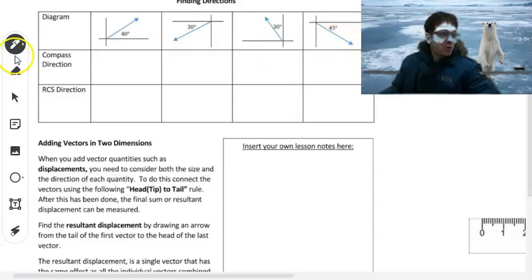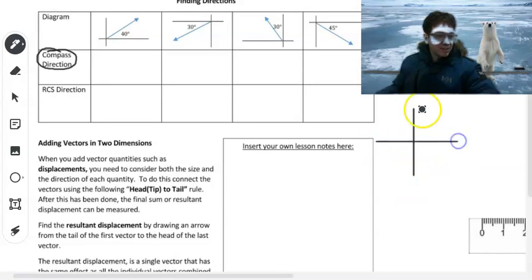Now, in physics, what we're mostly going to do is compass direction. So what's a compass direction? Compass direction is when you have north, south, east, and west. So it looks like this: north, south, east, and west. So in our first case, it looks like we have an arrow somewhere in the northeast.